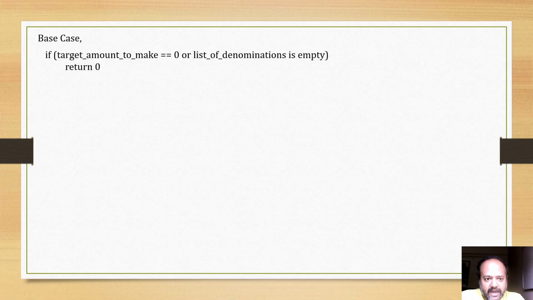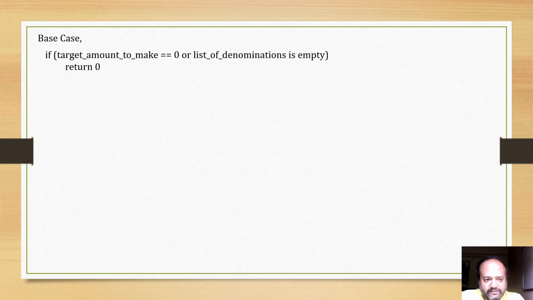So now what is the base case? Let us define the base case. If the target amount to make is 0 or the list of denominations is empty, then return 0. There is nothing to make, right? So there are 0 ways possible to make the target amount 0 or with an empty denomination list. So that's the base case.